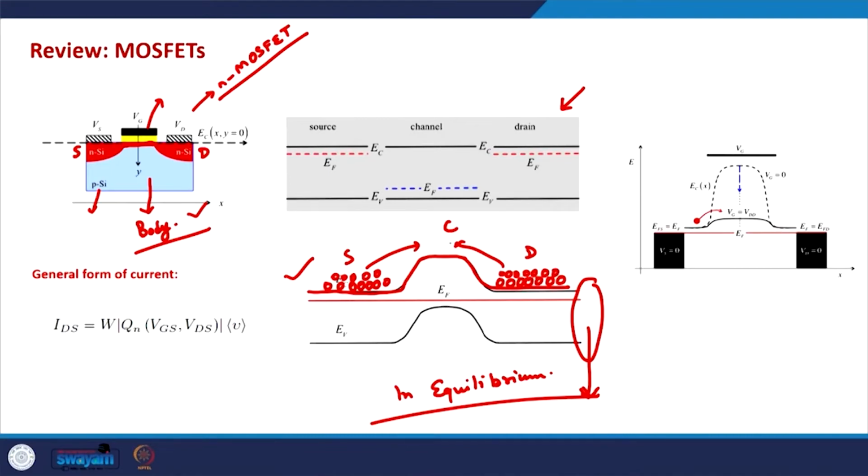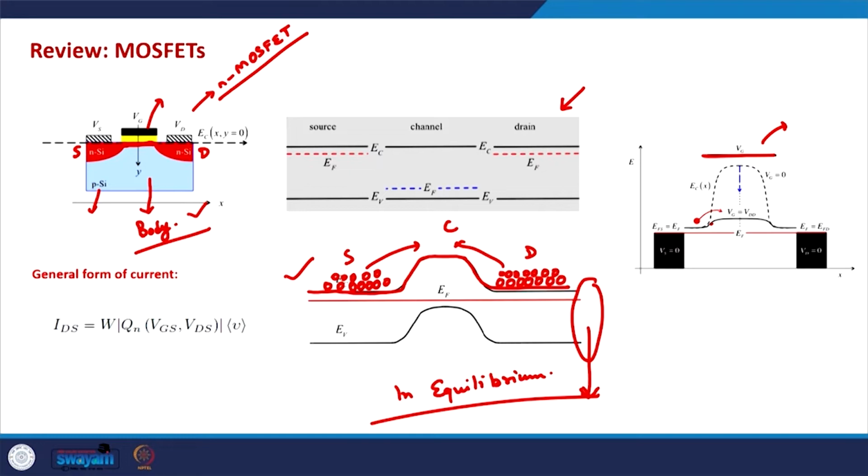This barrier height, however, is controlled by the gate voltage, as is visible here. If we apply a positive voltage, this barrier goes down and the probability of electrons crossing the barrier essentially increases, and if this Vg is negative, this barrier height is further increased and the current is further diminished.